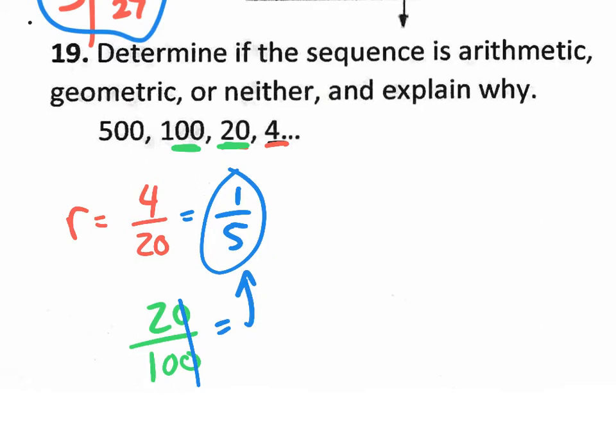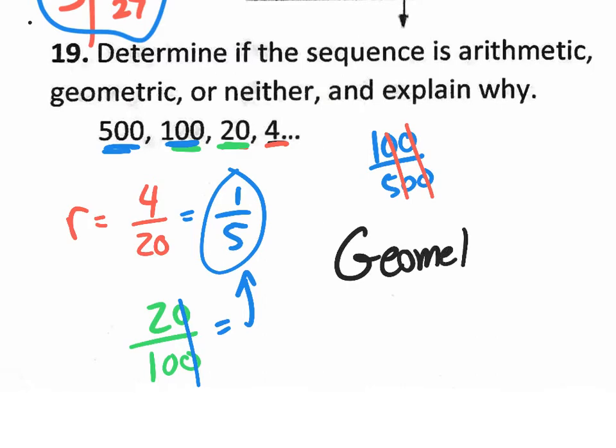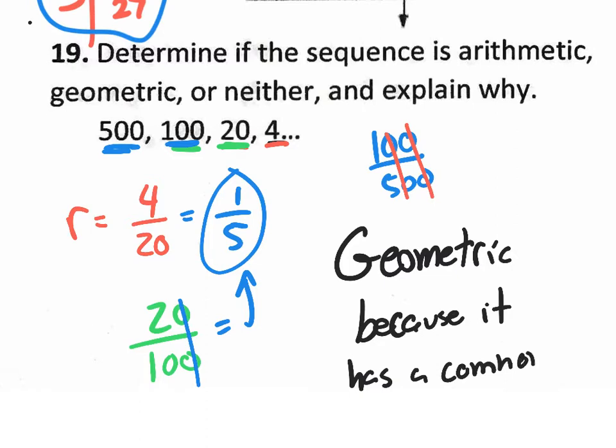Now let's try this other one. Let's try 100 over 500. That's definitely 1/5 because the zeros cancel and you're left with 1 on top, 5 on the bottom. So it's absolutely geometric, right? Geometric. And the reason why, it says explain why, is because it has a common ratio, r equals 1/5. Let's move on to number 20.